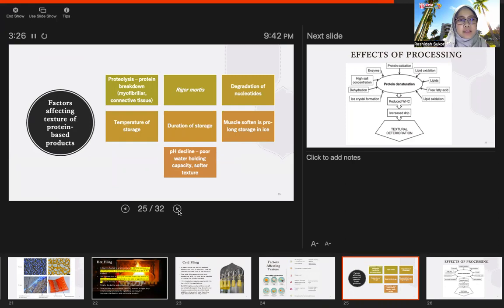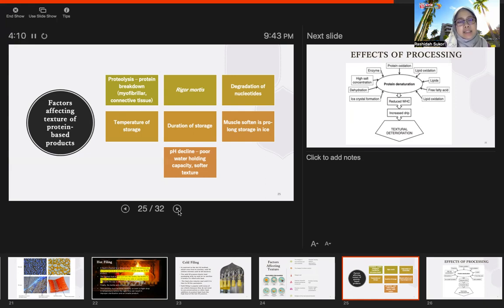Factors that will affect the texture of protein-based products. I think you have learned some of this in the protein lecture. If you understand the protein and why the reaction happened that way, you'll be able to understand the factors that affect the texture, especially in protein-based products. We have high protein food, for example meat, eggs, and whatnot, and we also have alternative proteins, like from plants.